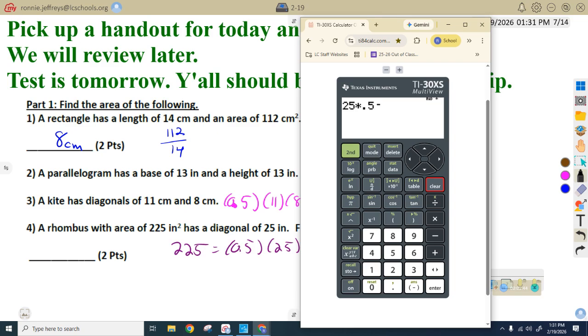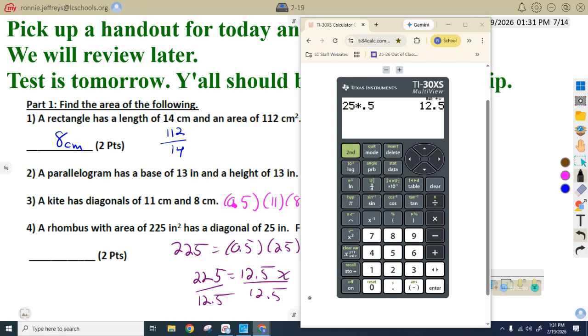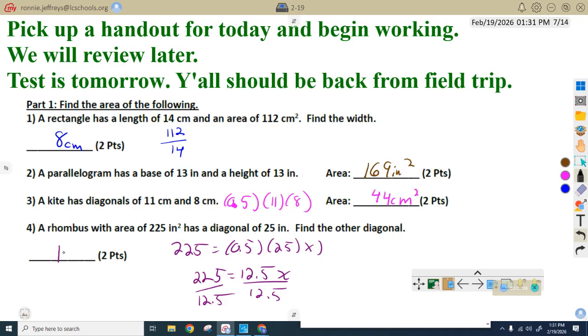Syntax error. Really? Deleted the wrong thing. Alright, so this would be 225 equals 12.5x. Divide. Alright, so 225 divided by 12.5, second answer. Alright, should get 18 inches.